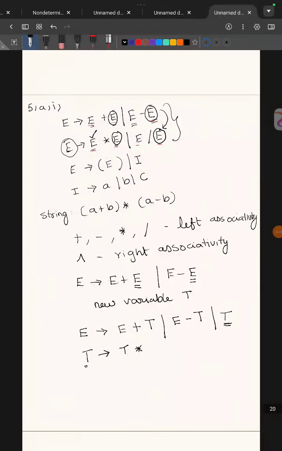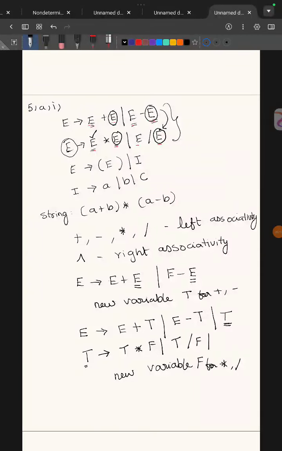Now we have to replace this with a new variable. So we will introduce a new variable called F, for multiplication and division. T we have introduced for addition and subtraction. So we will write T star F. Similarly we will write T divides F.